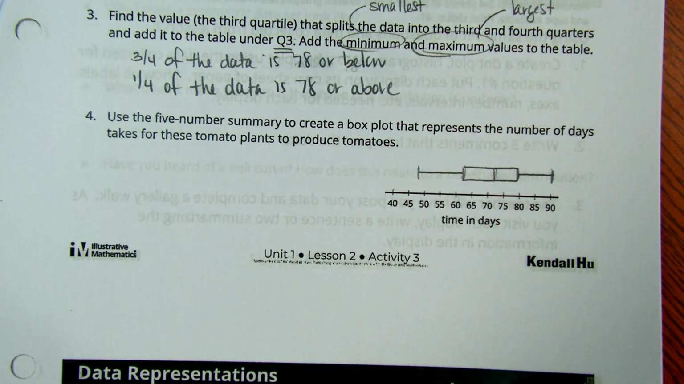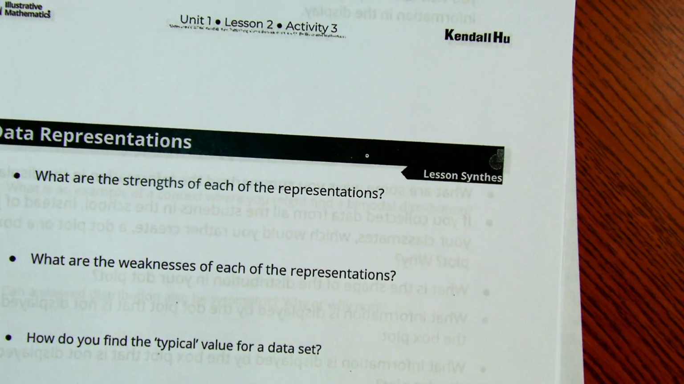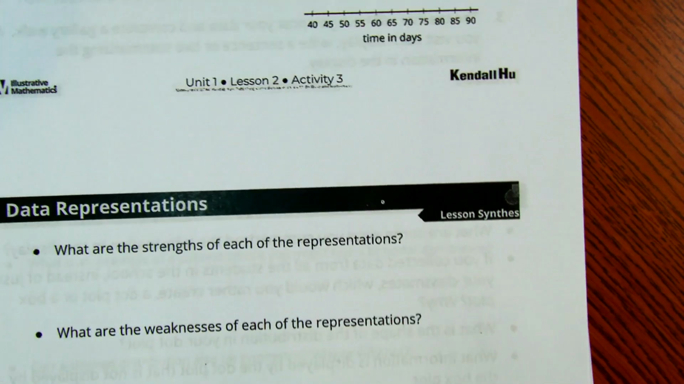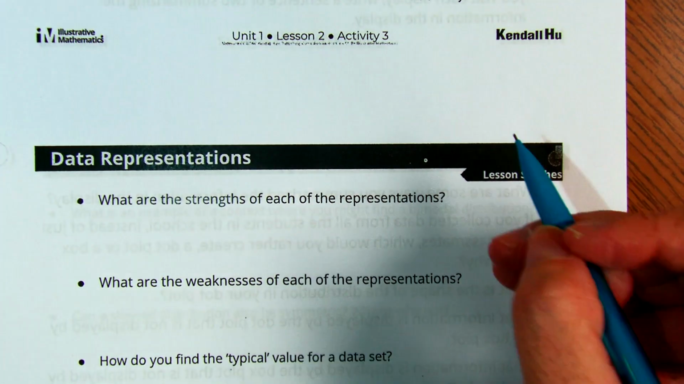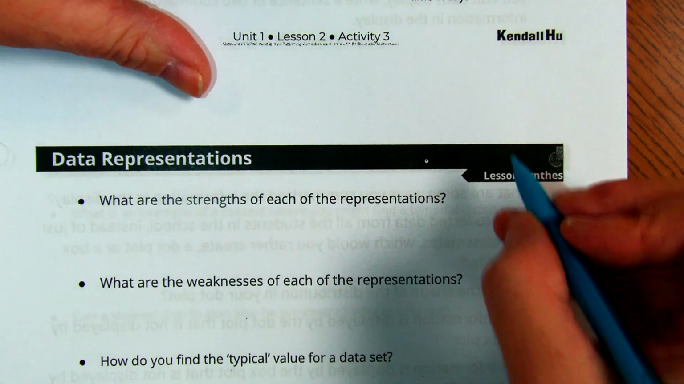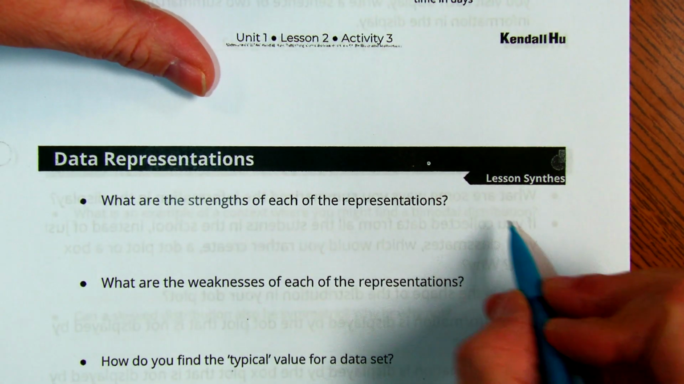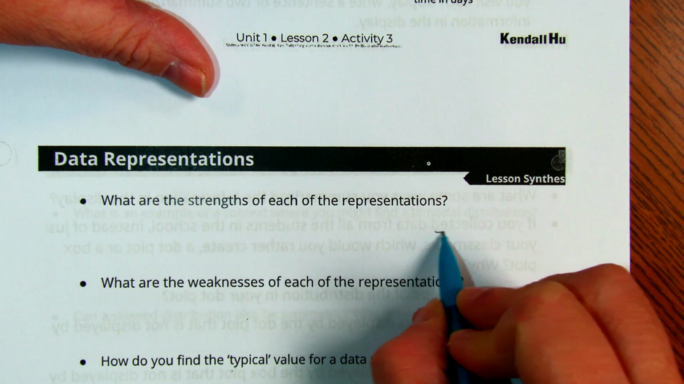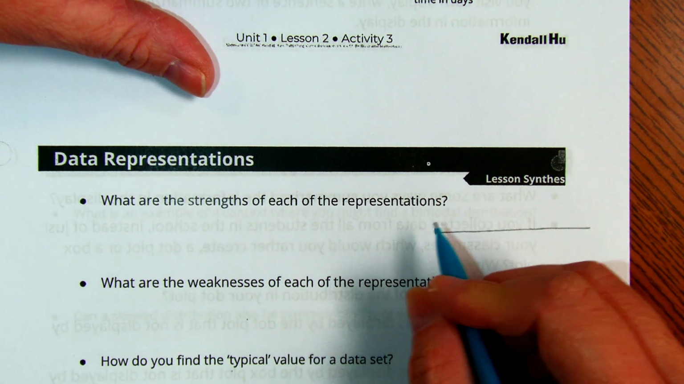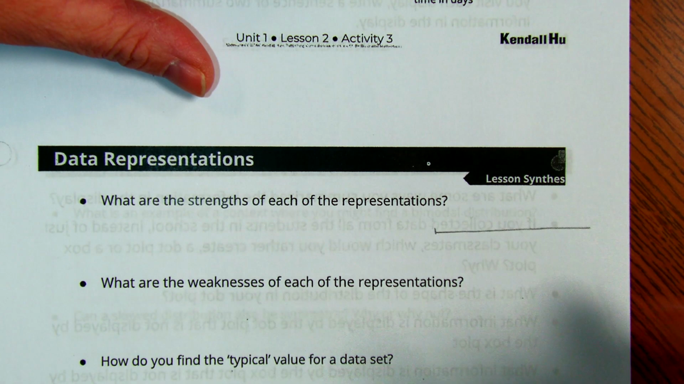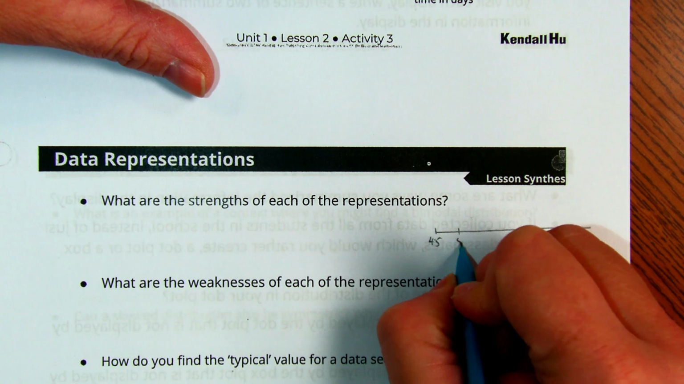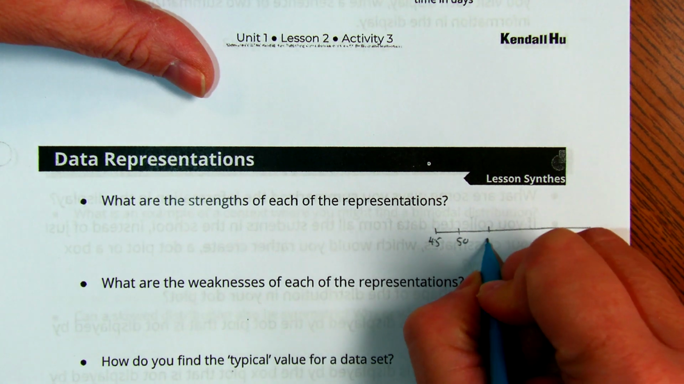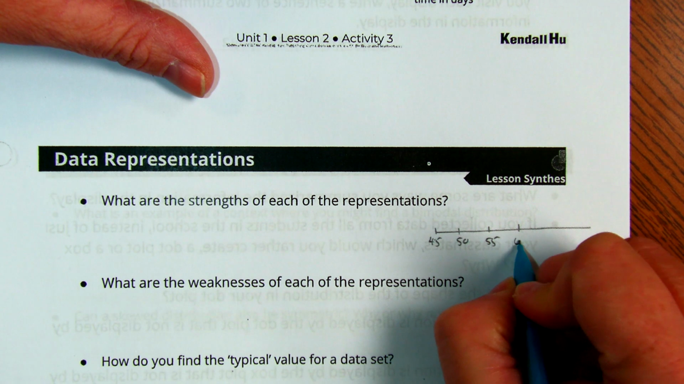So if we are looking at the strengths of the representations, so why you should choose one versus the other. Now we did not create a dot plot. The dot plot, if we were to create a dot plot of the same data, what you'd be looking at is you'd be creating a number line, much like what we did for the box plot. Let's see if I can find my data here. So you would be saying like we have 45, 50. I'm just going to kind of quickly sketch something in here. I'm not going to complete it though, just so you understand.